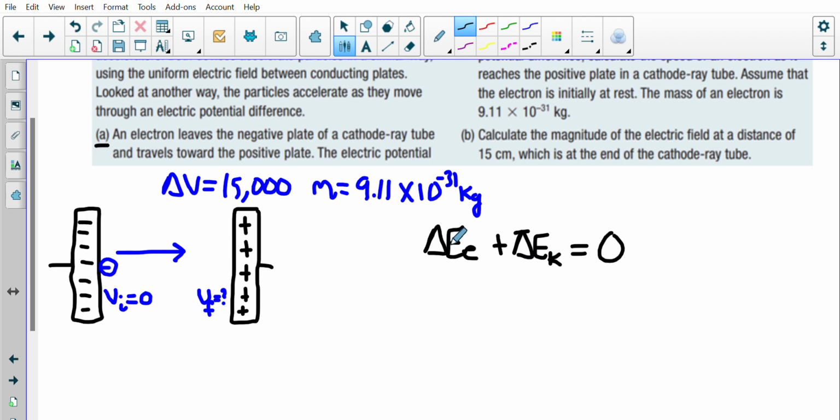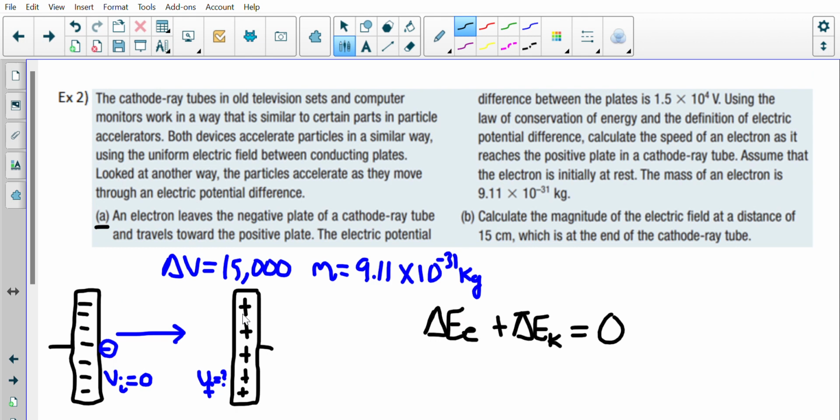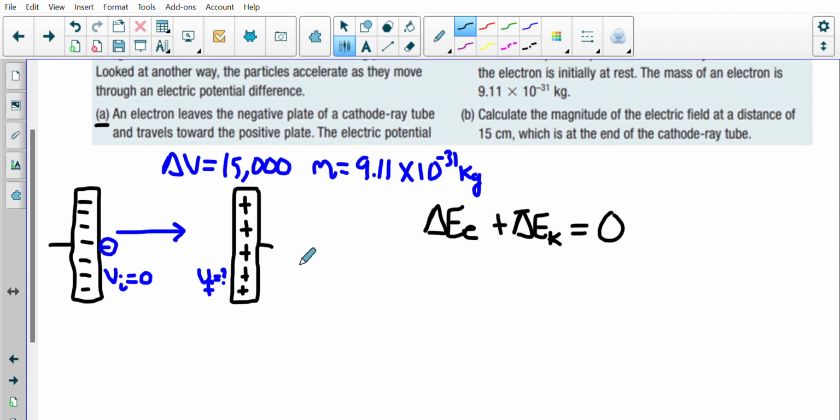And so we know delta V, we know the mass, and we want the final velocity. Oh, and our charge was an electron. The charge of an electron, if you look at our formula sheet, let's put that in blue, just like I did with the other ones. Our charge on an electron is negative 1.6 times 10 to the power of negative 19 coulombs.